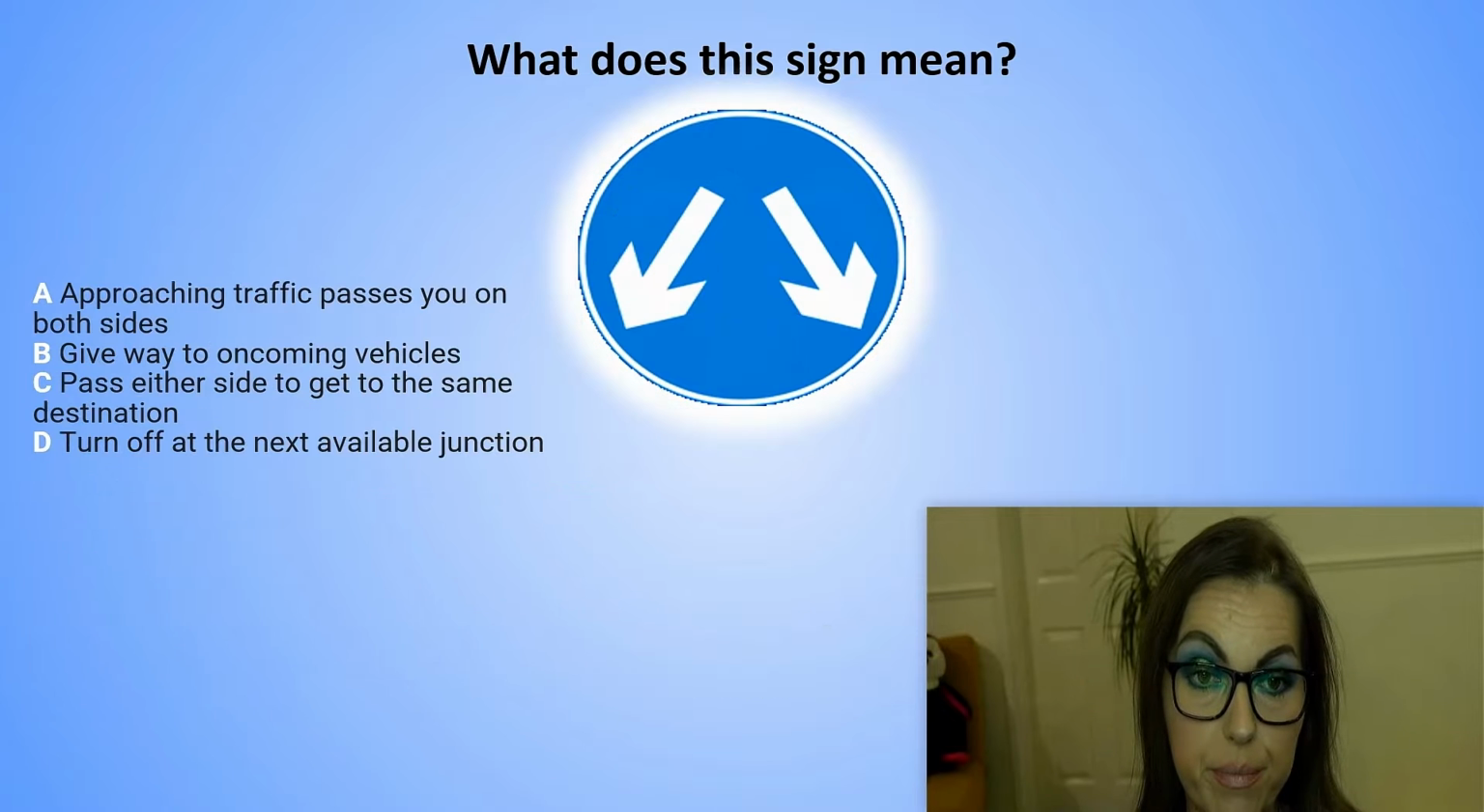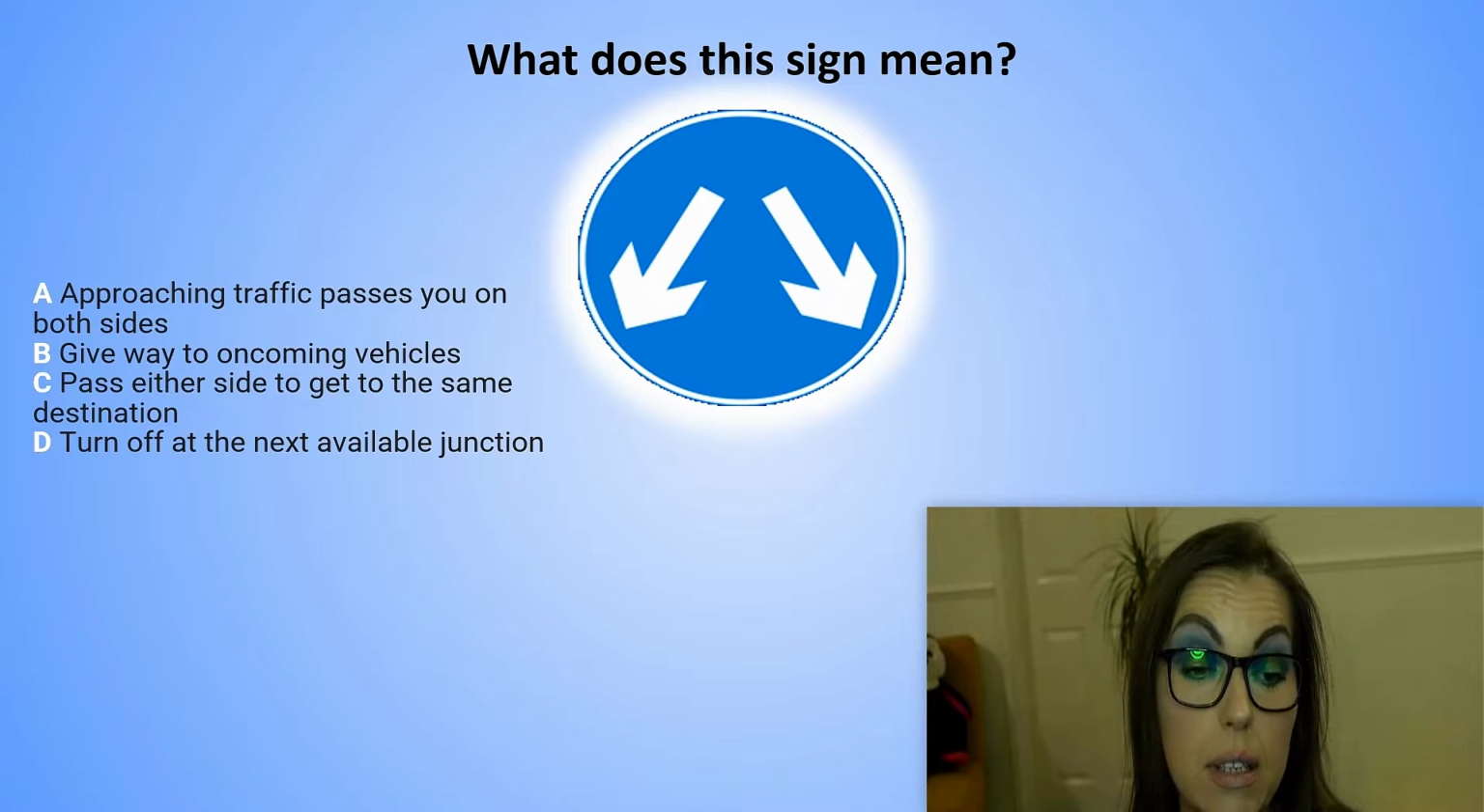Next question. What does this sign mean? A. Approaching traffic passes you on both sides. B. Give way to oncoming vehicles. C. Pass either side to get to the same destination. D. Turn off at the next available junction.